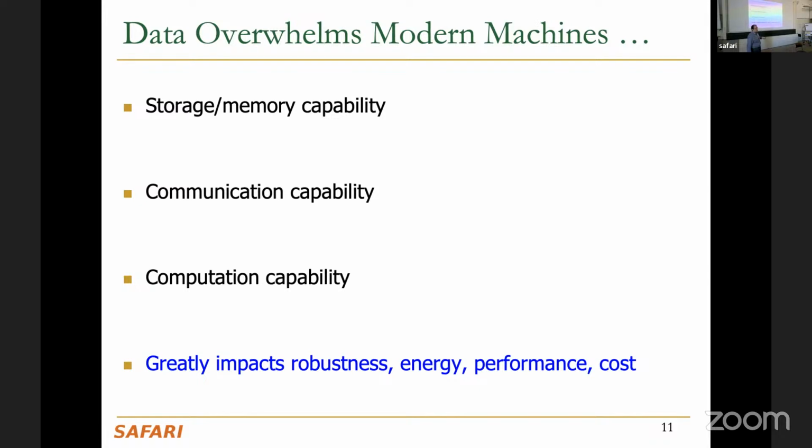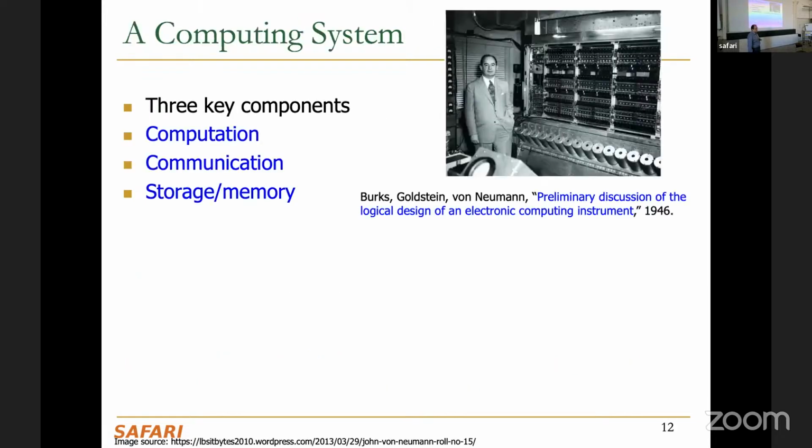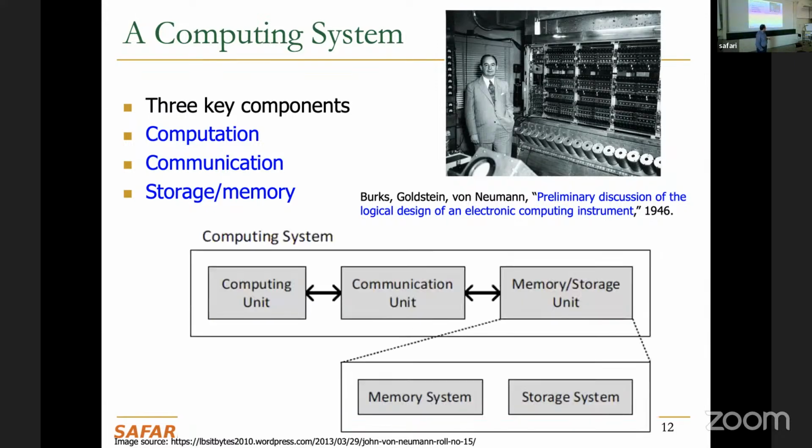In order to provide good performance, energy, and reliability in general, and also low cost, we need to design new machines. So let's quickly recall, I'd just like to jog your memory about the reason behind all these issues that we have today. It's about the computing system that we have designed for decades and decades, with these three key components: computation, communication, and storage and memory. And this is the von Neumann model that you are aware of.